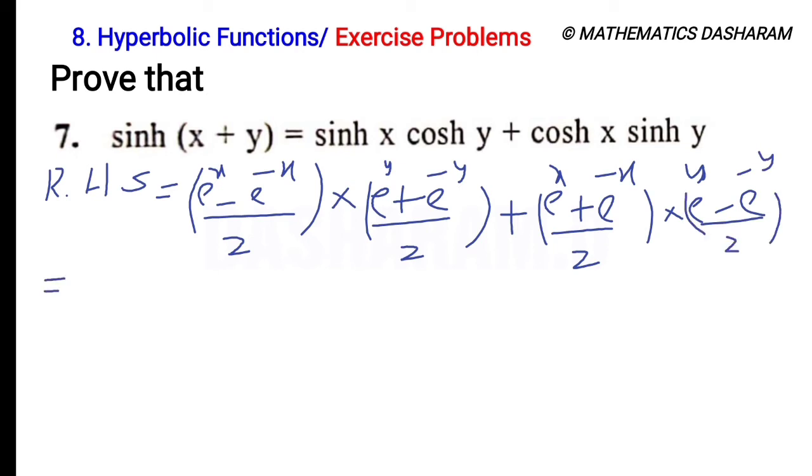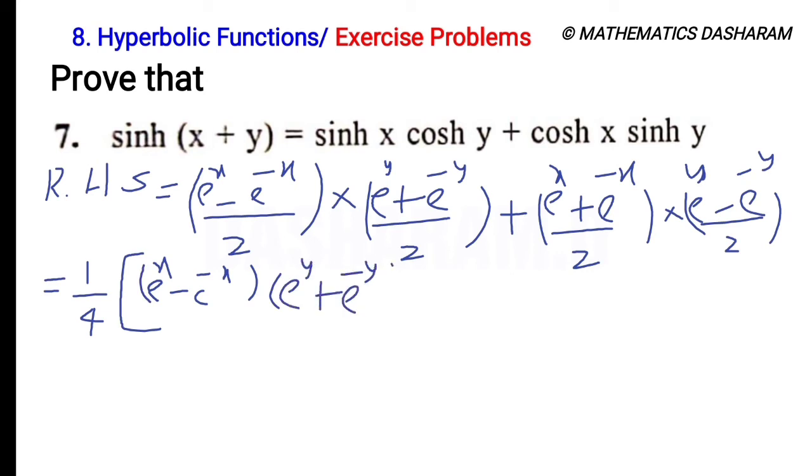So it is equal to, here 2 into 2 is 4, then overall we can take 1 by 4 common from the two terms, because here also the denominator is 2. So then here (e^x minus e^(-x)) into (e^y plus e^(-y)) plus (e^x plus e^(-x)) into (e^y minus e^(-y)).